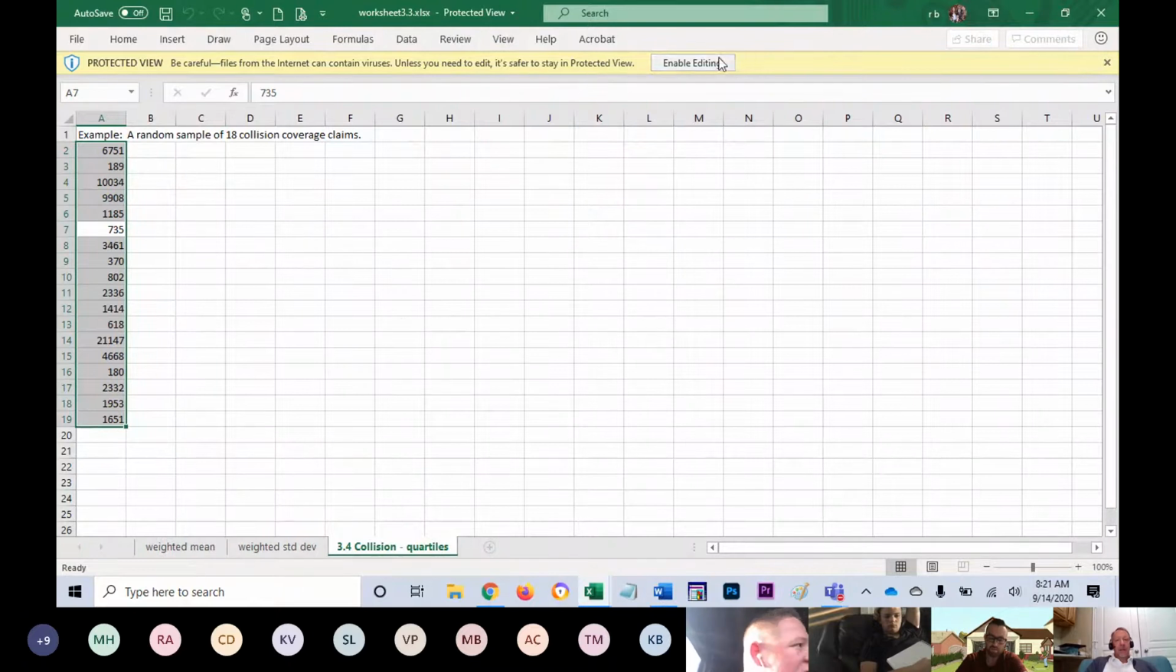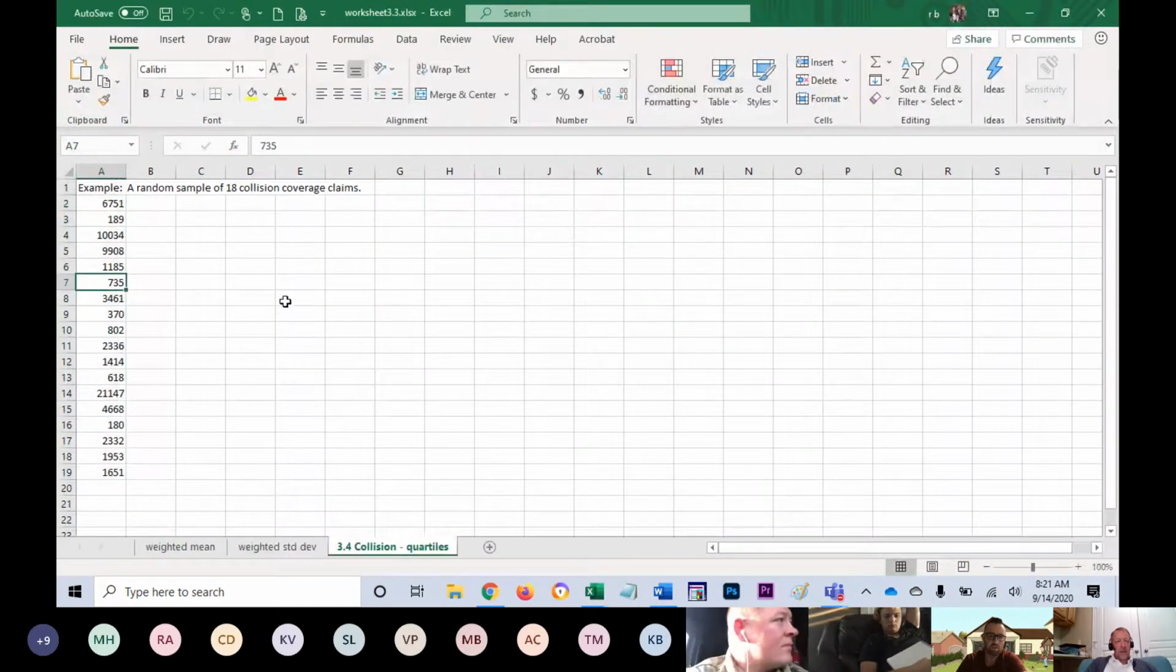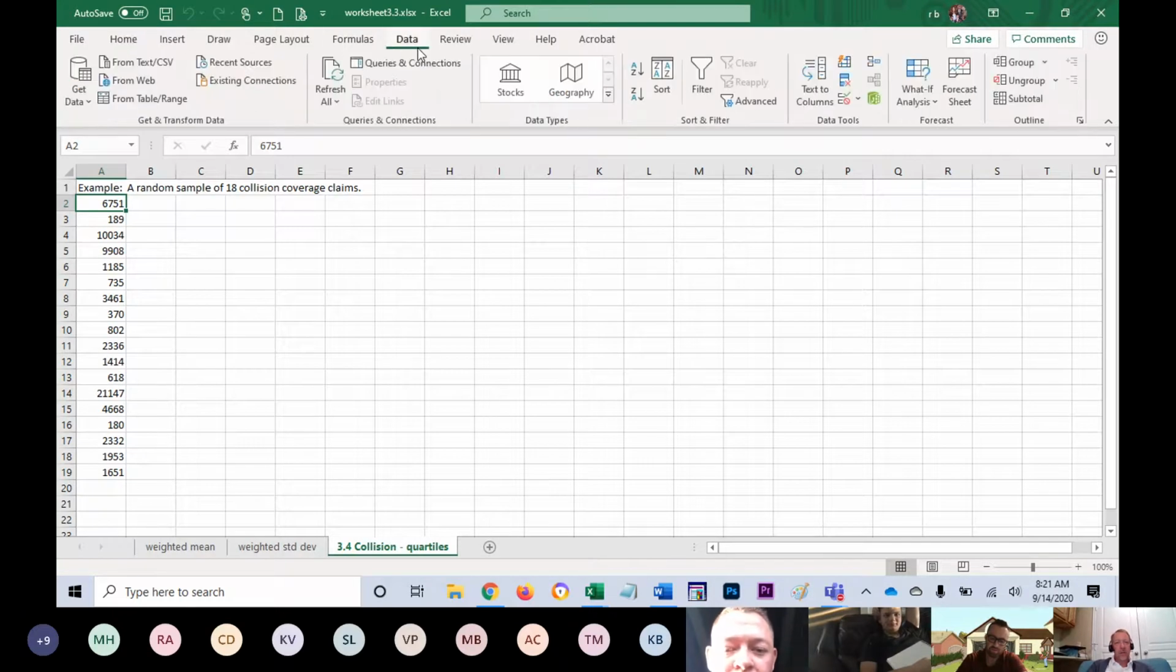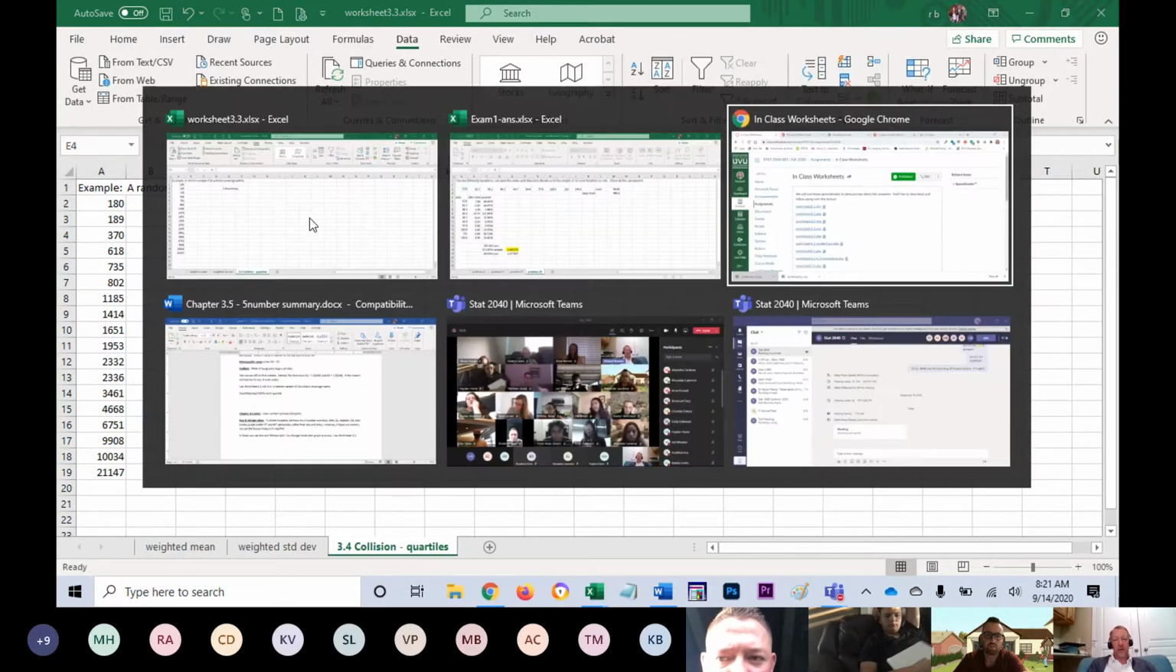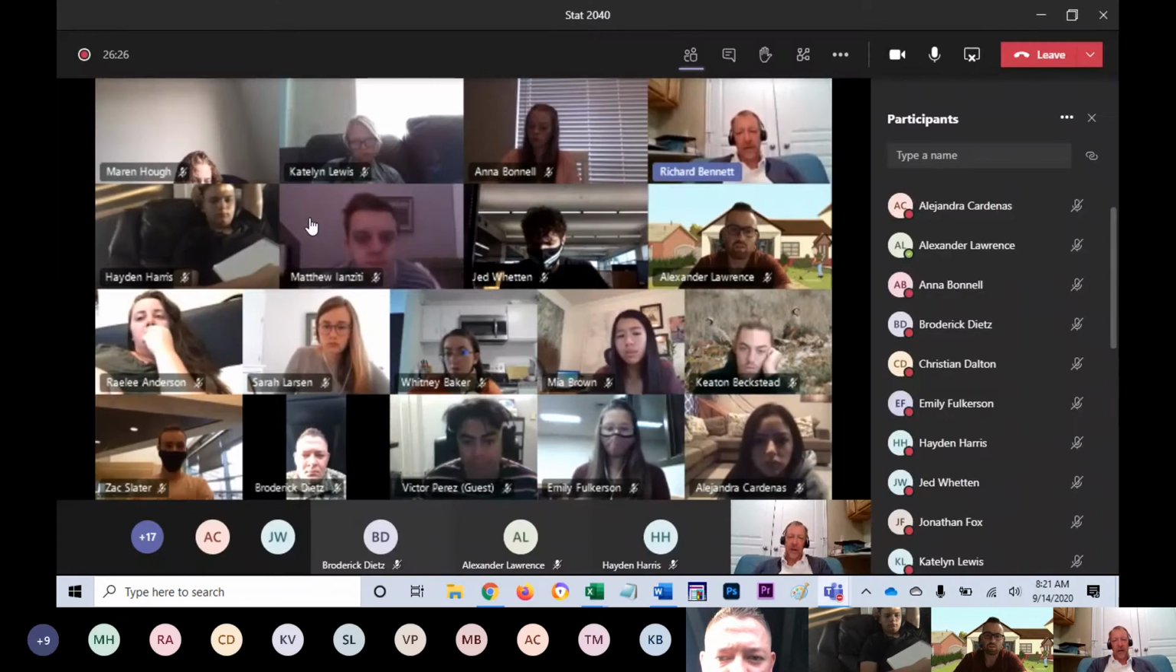All right, so let's say that we have a random sample of 18 collision claims. So these are how much your car costs to fix. Now, of course, when you're doing your 5-number summary, it's really helpful to sort your data. So I'm going to sort my data really quickly. And so the first thing you're going to want to do is come up with the 5-number summary.